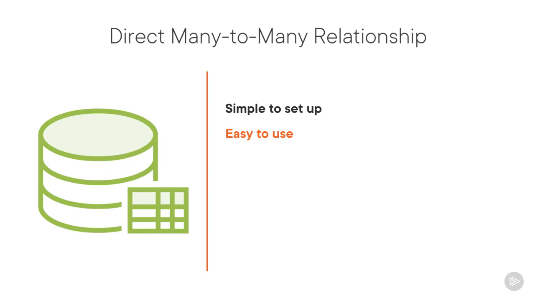EF Core will work out all the SQL that is needed to map the relationship to the database for us, and all we have to do is to define the relationship in our code, and EF Core will then create it on the database. Using the direct approach to map our many-to-many relationship lets us create an implementation that makes a lot of sense from an object-oriented point of view.